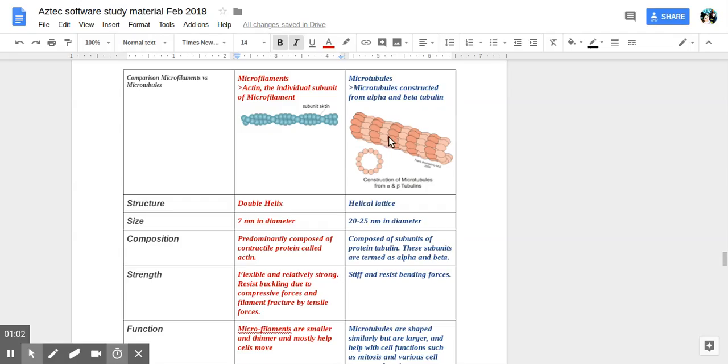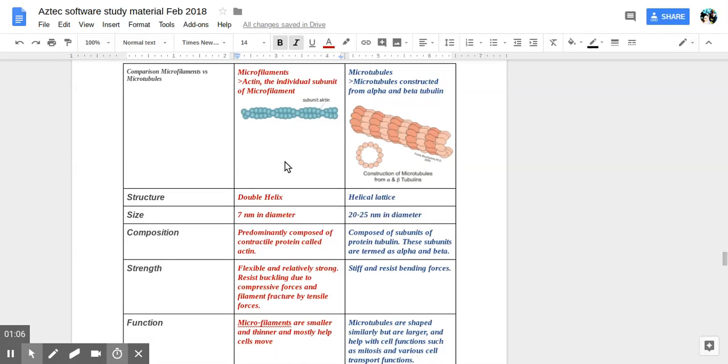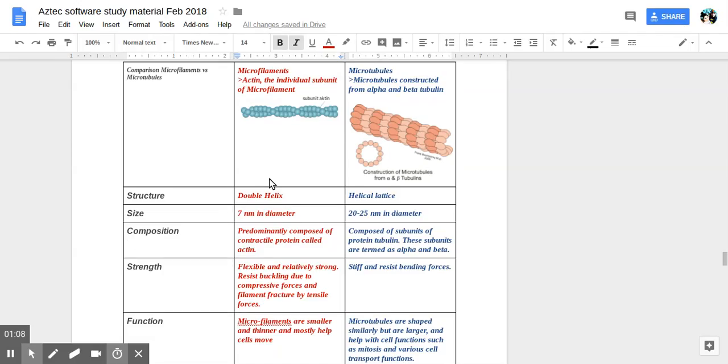Ruben, go ahead and read about microtubules, because we already did microfilaments in the previous video. We got cut off. Strength is stiff and resist bending forces. Yeah, they're stiff, but just start from the top.